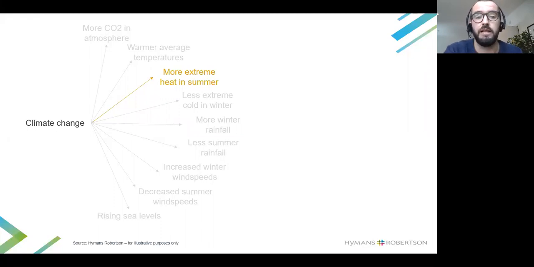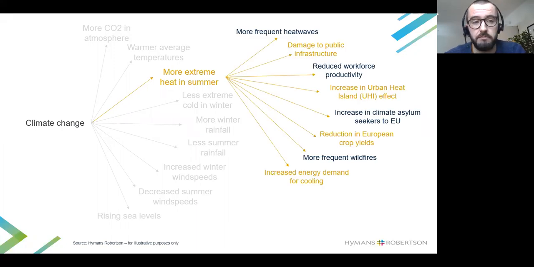So as I mentioned, we'll have higher temperatures on average, but we are also likely to see more extremes of high temperatures in the summer. So the question then becomes, what are the possible effects of extreme summer temperatures? And again, we can start to list some of these out. I'm picking out a few of these.